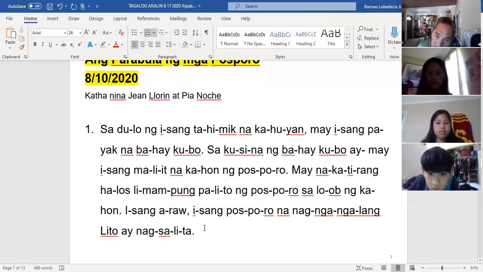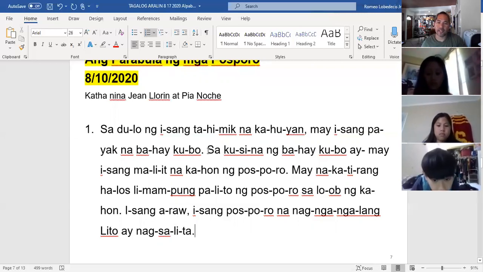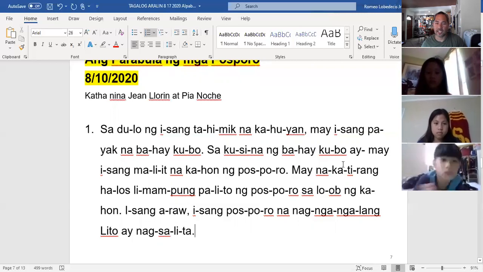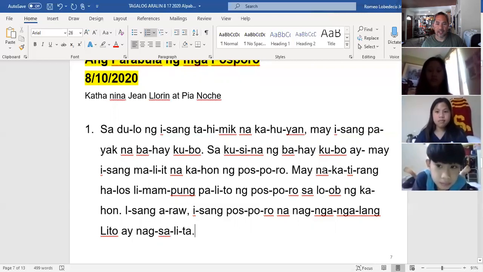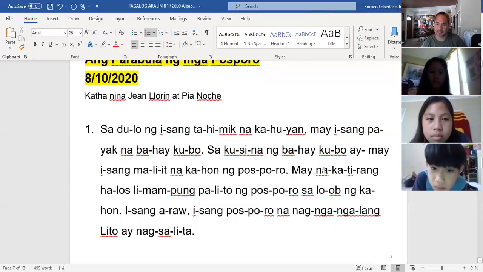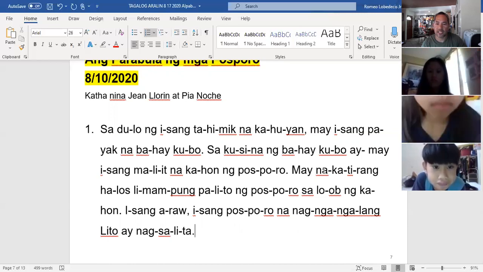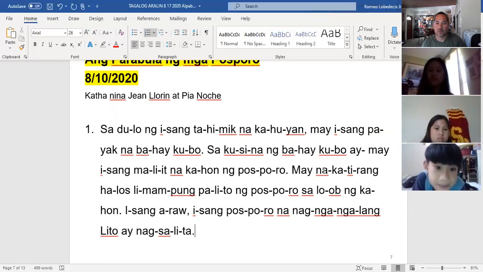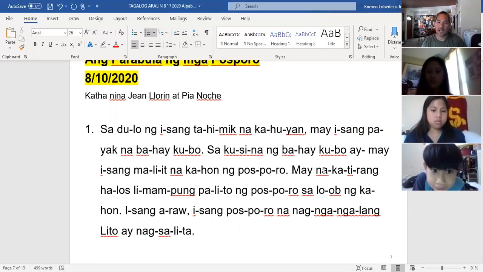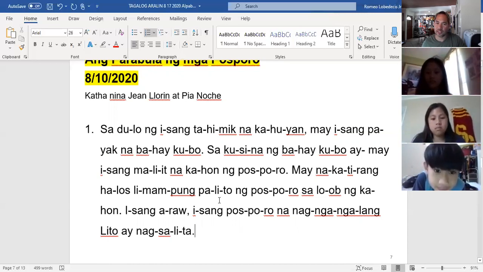Okay, so do you know what it means? Talking about a very quiet neighborhood, there is a house, a nipa hut, and there is a kitchen. In the kitchen, you will see a small box, and that small box is a matchbox. And there are 30 sticks of matches in there. And then all of a sudden, there's one stick of match that spoke. And the name of that matchstick is Lito. So that is the story in this first paragraph.